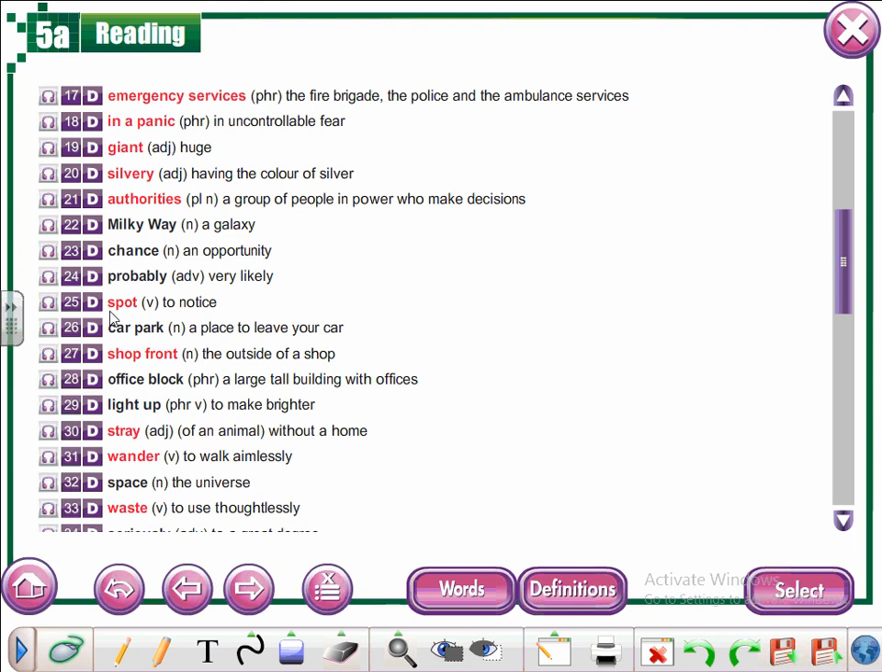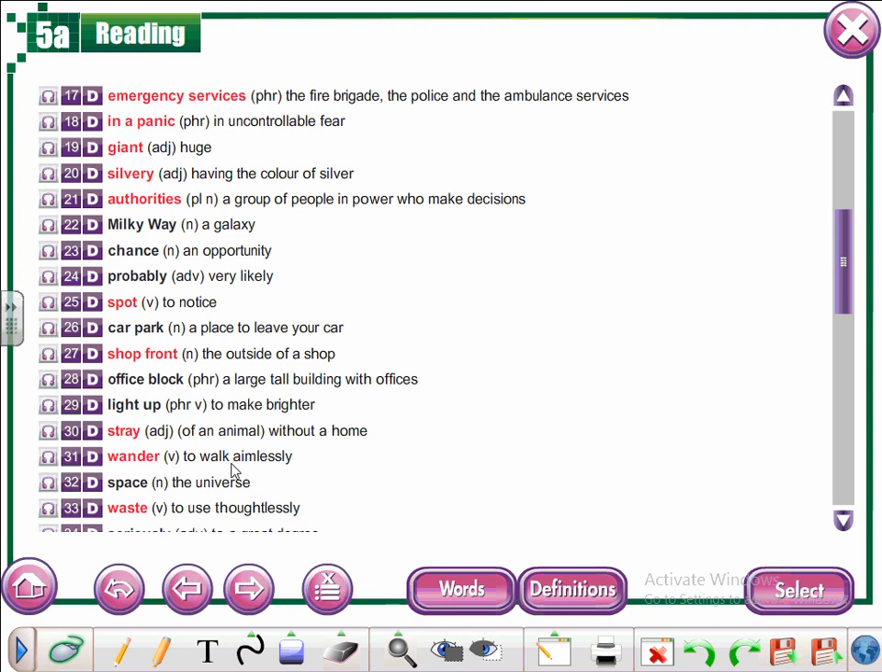Okay. Spot means to notice. Spot here as a verb, not as a noun. Shop front, the outside of a shop. Like before entering the shop, you'll find the banner and some lights in order to attract you to the shop. These are called what? Shop front. Stray, of an animal without a home, like stray cats and dogs.